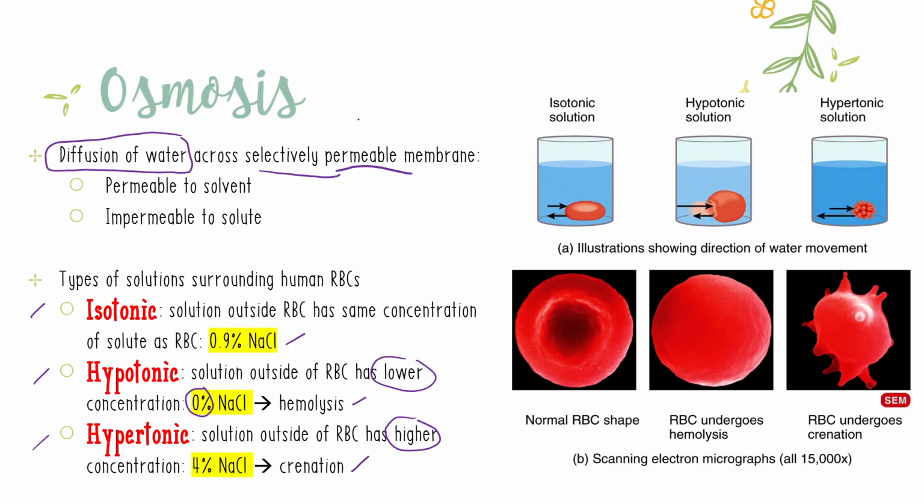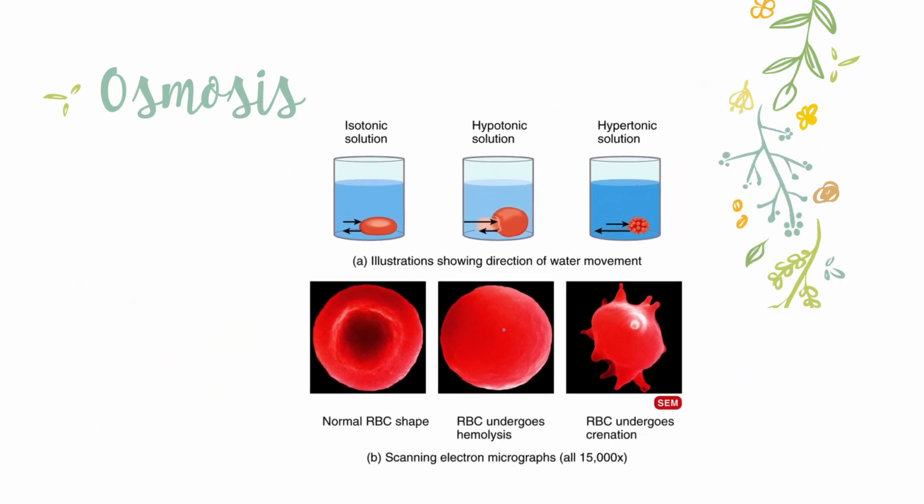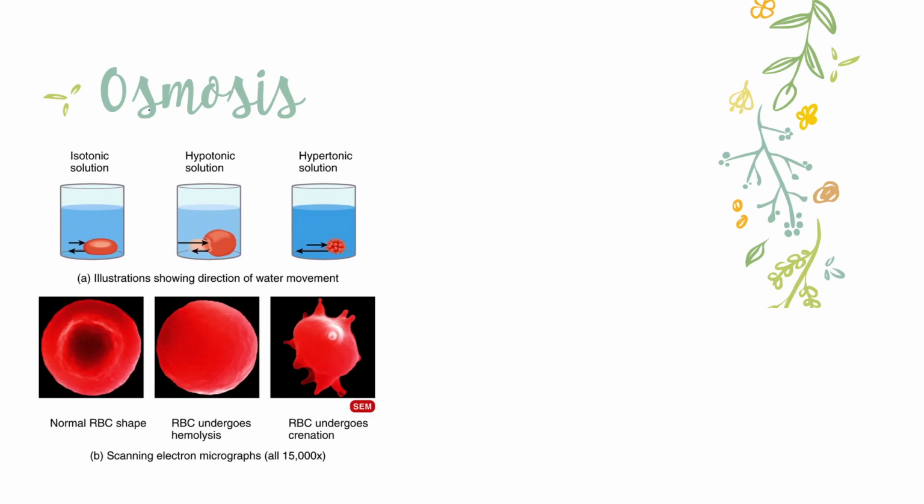Now look at the image here on your right side. This is your isotonic, your hypotonic, and your hypertonic solution. This is the effect on your red blood cells. For isotonic, since the concentration inside and outside is the same, your RBC will retain its normal shape. Unlike hypo and hypertonic, where the cell will either swell or shrink. It swells until it is destroyed, and shrinks until it crenates. So what is the reason behind the swelling and shrinking of your red blood cells?